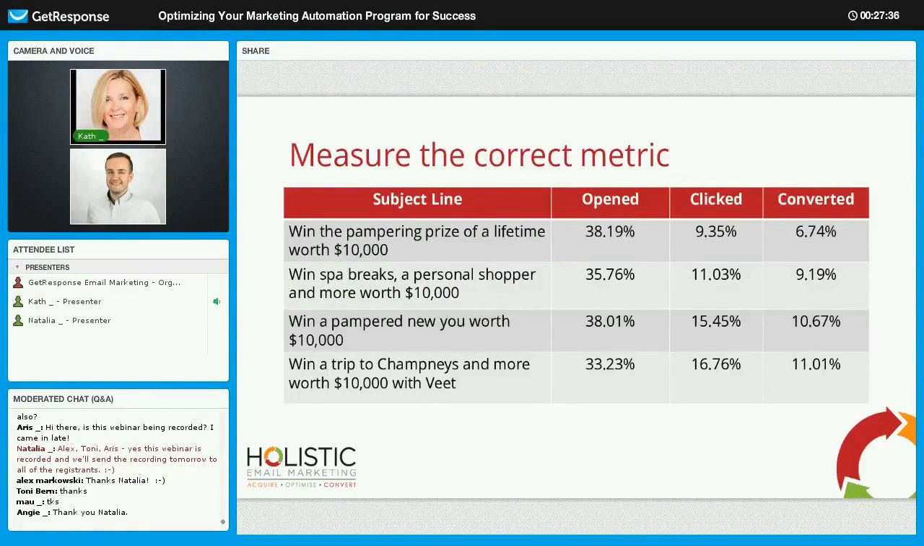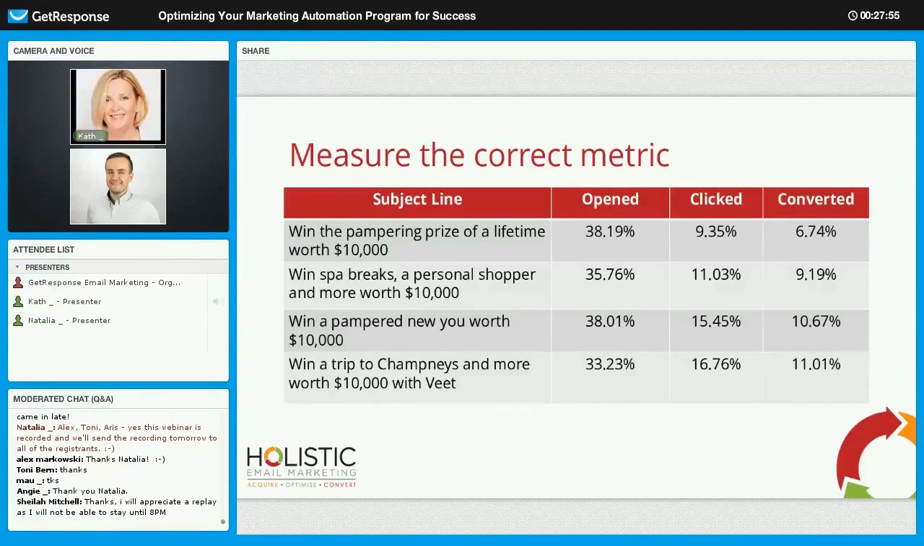I've got hundreds of other examples like this, but it's very, very clear, and I love using it because the light bulb moment happens with this one. So measure the correct metric. Subject line: win the pampering prize of a lifetime with $10,000.